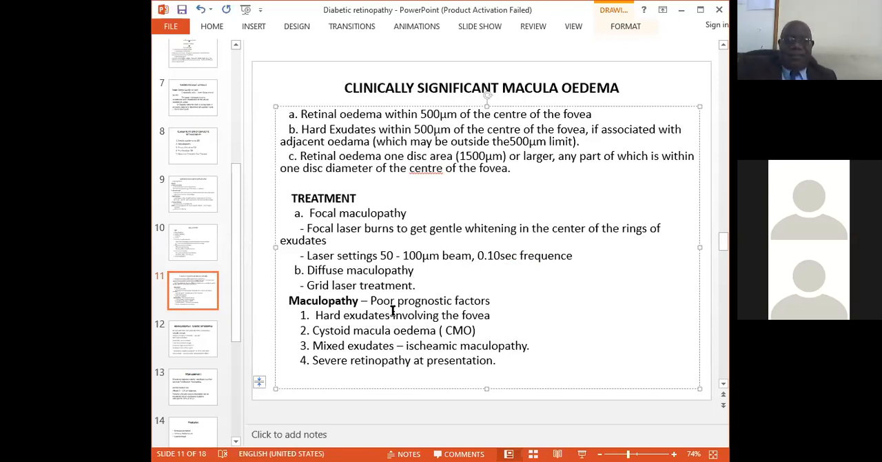Maculopathy, poor prognostic factors are things like hard exudates involving the fovea, cystoid macular edema, or mixed exudates with ischemic maculopathy, severe retinopathy at presentation. These are signs not very good for the patient.